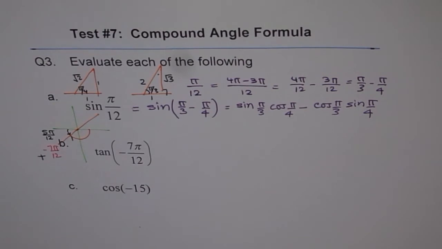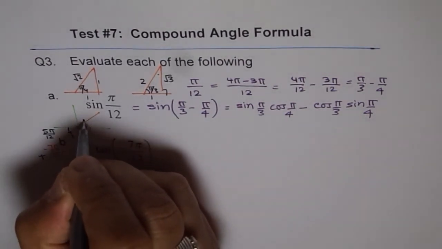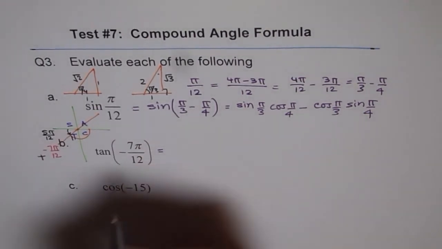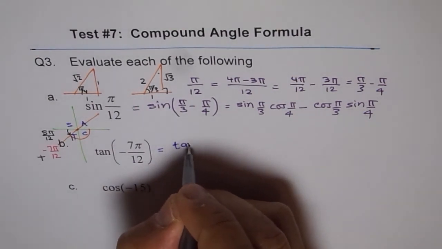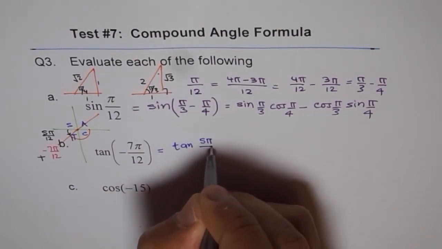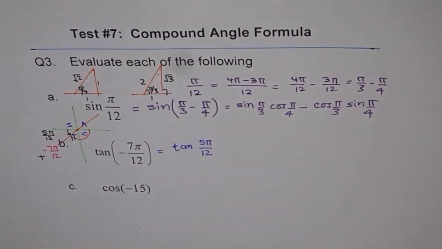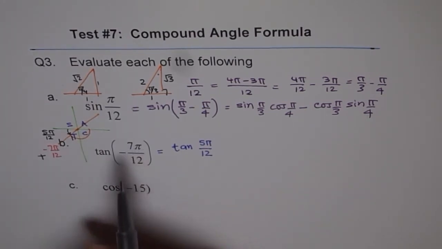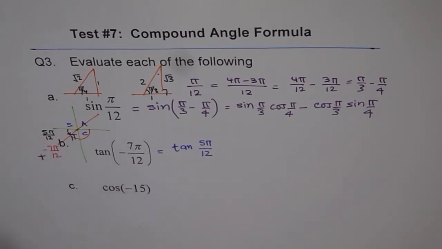So let me write down the CAST rule for you here once again. C-A-S-T. And tan is positive. Therefore, I can write this as tan of 5 pi by 12. Do you see that? We went clockwise 7 pi by 12, 1 pi by 12, 2 pi by 12, like that 7. Left were 5 more, right? And therefore, if you see from the other side, the related acute angle is 5 pi by 12, correct? So you land with 5 pi by 12, correct?